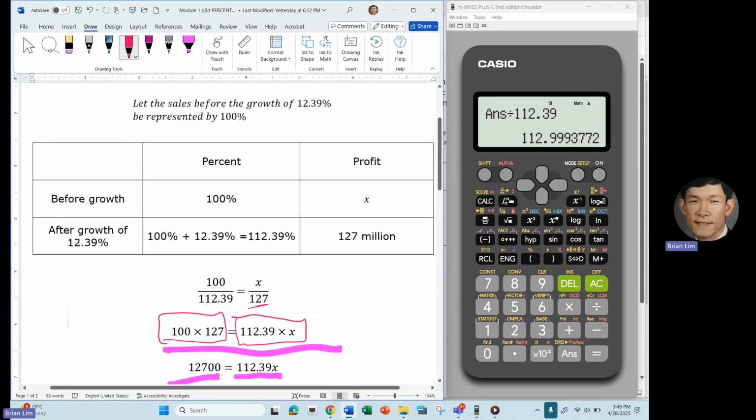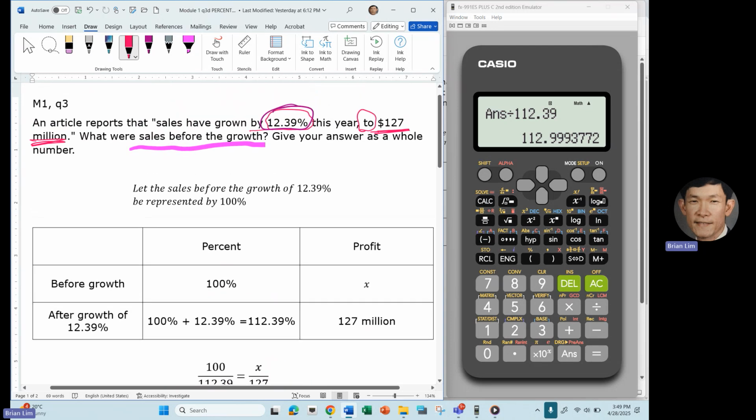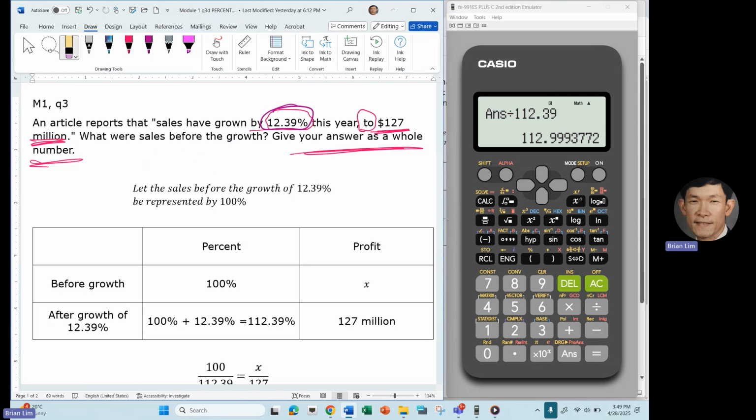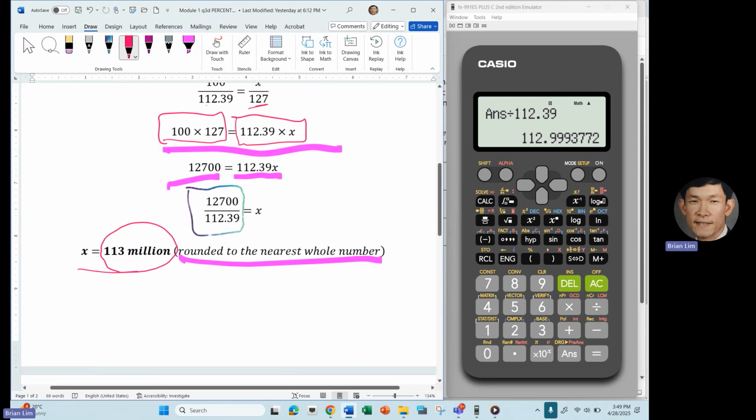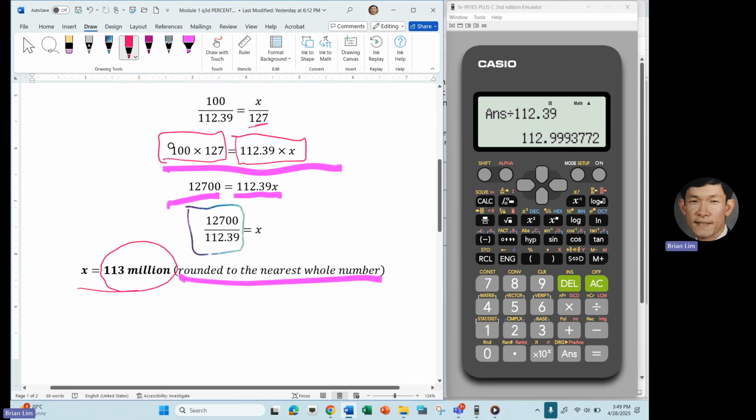So if we go back to the top, it says here to give our answer as a whole number. So the sales before growth right here, this sales before growth is 113 million, as you can see right down here.